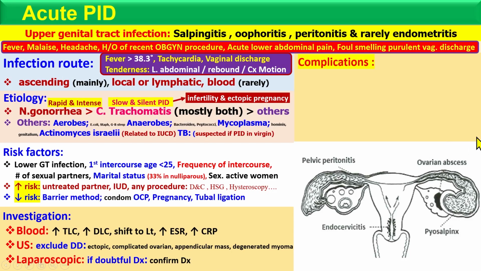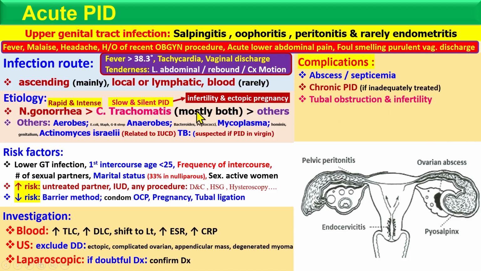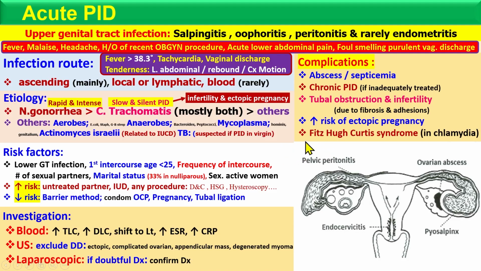What are the complications of PID? Complication number one is tubo-ovarian abscess or septicemia, meaning the infective agents are moving in the blood. Then chronic PID if not treated, and tubal obstruction or infertility as I mentioned, which is also due to fibrosis and adhesion, and there is increased risk of ectopic pregnancy. The other important complication is Fitz-Hugh-Curtis syndrome. This is usually due to septicemia or peritonitis, because they involve the hepatic area, meaning the liver. So the infection spreads toward the liver.